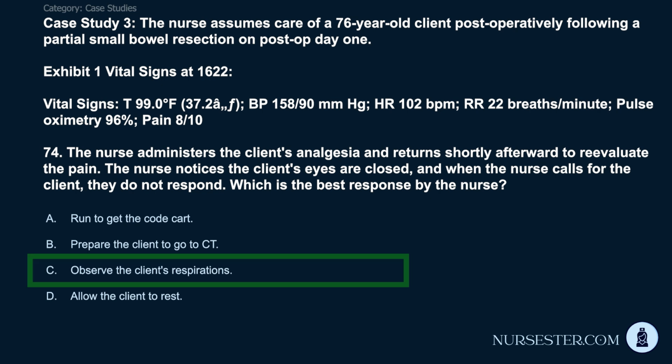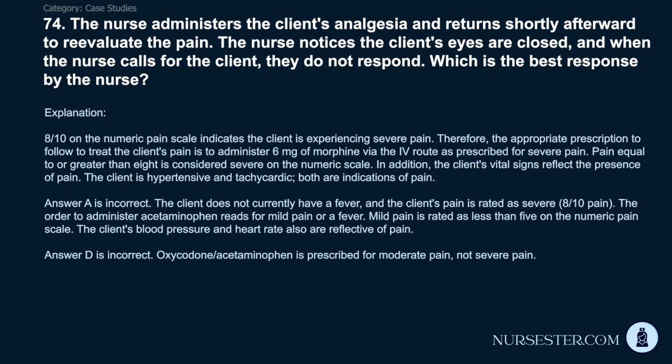Correct answer, C. Observe the client's respirations. The appropriate response by the nurse is to observe the client's respirations. Medications such as opioids for pain management can interfere with the client's respirations and lead to respiratory depression. The older adult can be especially challenging to manage pain appropriately. They can experience a delay in the metabolism and excretion of medications and can be more sensitive to opioid medication. Therefore, the nurse should monitor the client closely when administering medications such as morphine for pain. The nurse always remembers to assess the client's airway, breathing, and circulation with any change in the client's condition.